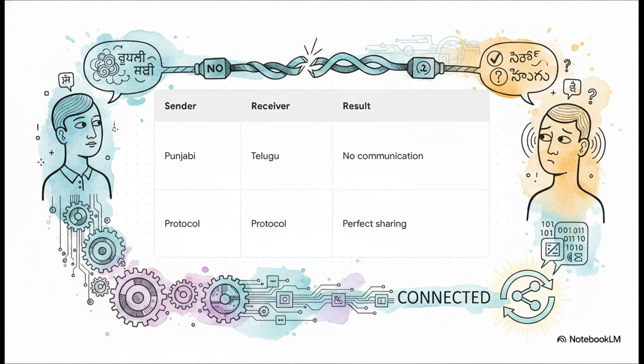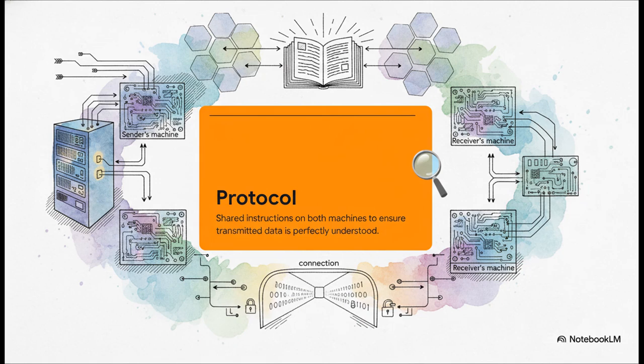In computer networks, simply plugging in a wire isn't enough. The receiving machine must actually understand the incoming message. That shared language in the digital world is what we call a protocol. A protocol is simply a shared set of instructions running on both the sender's and receiver's machines to ensure the transmitted data is perfectly understood. It's the agreed-upon rulebook that guarantees proper communication across the connection.